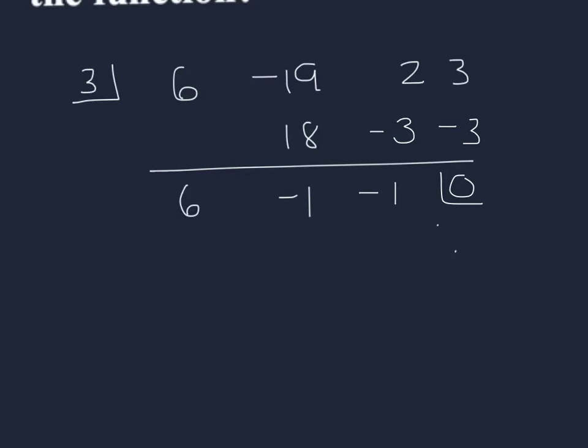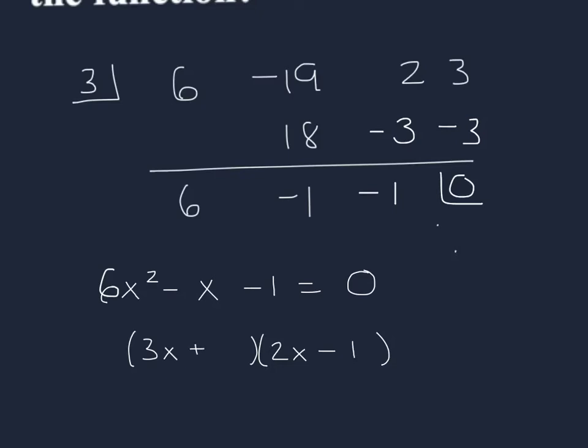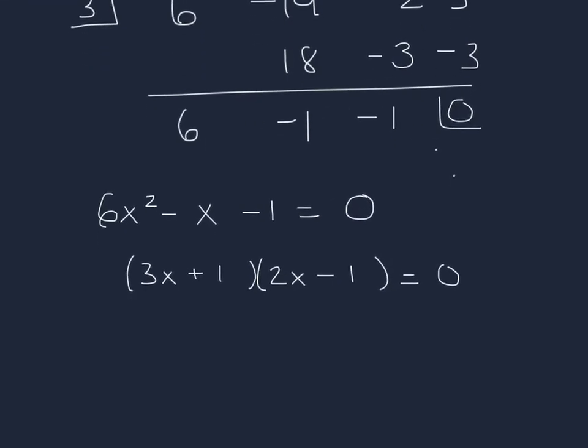So here we're going to get 6x squared minus x minus 1 equals 0. And let's factor. So here we can have 3x, 2x, and we need negative 3 and positive 2. So the rest of our zeros are negative 1/3 and positive 1/2.